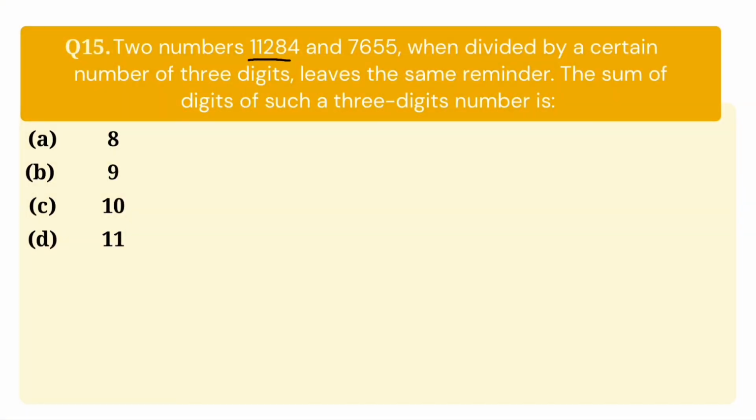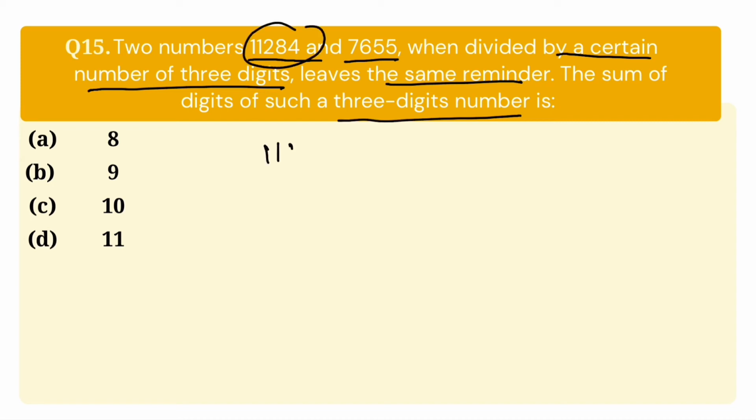Two numbers 11284 and 7655, when divided by a certain number of 3 digits, leave the same remainder. The number of digits of such a 3-digit form is... Okay, we have one number 11284, one more number 7655, when divided by a certain 3-digit number. We don't know that 3-digit number.